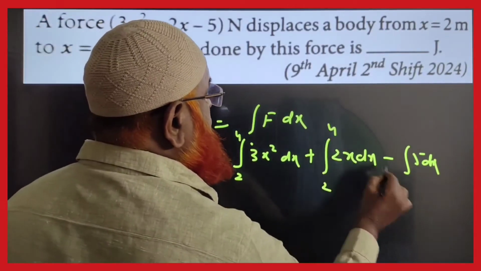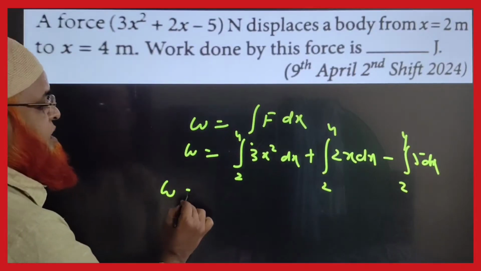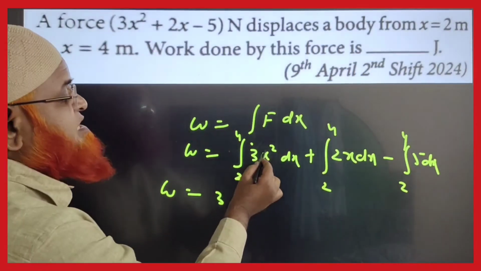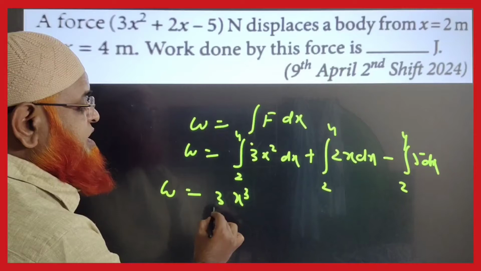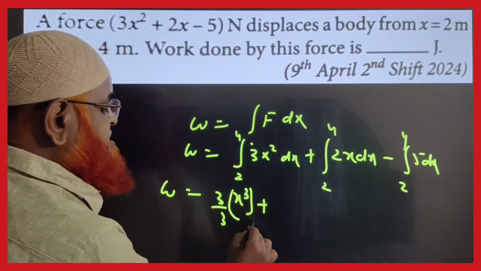So 2 to 4 and 2 to 4. Here, you can write now 3. After integration, you'll get x power n plus 1 by n plus 1, means x power 3 by 3 plus, and limits are from 2 to 4.